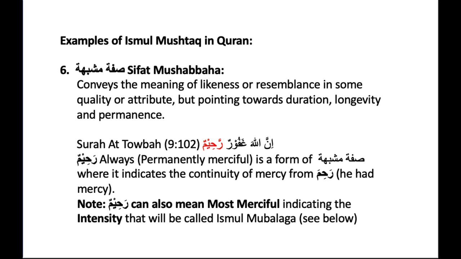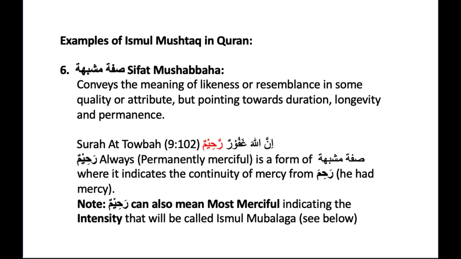Sifat-e Mushabbaha. It conveys the meaning of likeness or resemblance in some quality or attribute, but pointing towards the duration, longevity or permanence. Surah Tawbah, verse 102. إِنَّ اللَّهَ غَفُورٌ رَحِيمٌ. Rahimun means always or permanently merciful. This is a form of sifat-e mushabbaha where it indicates the continuity of mercy from Rahima, he had mercy.